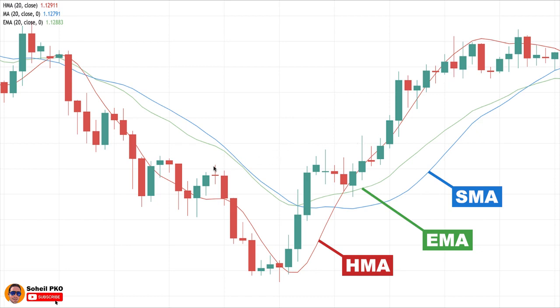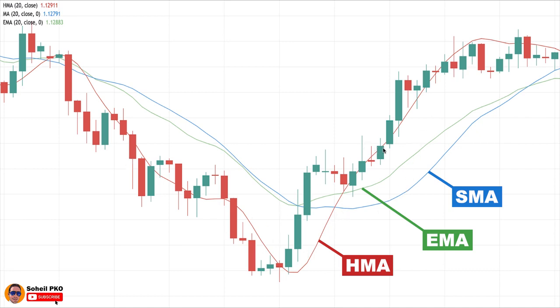Developed by Alan Hull in 2005, the Hull moving average traces and responds to price action very closely and greatly reduces the lag. In the calculation of the Hull moving average, two different weighted moving averages of the price are used, and again a third weighted moving average to smooth the raw moving average. This process reduces the lag by placing weight on more recent values, and this multi-layer focus on recent values results in a very smooth moving average line that responds to the price action very closely.